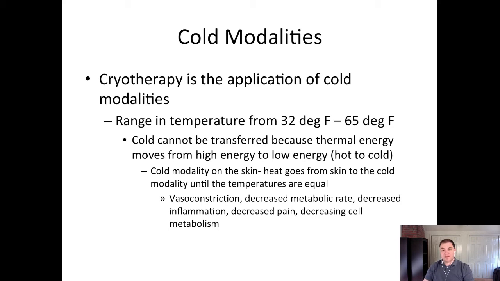So we place a cold modality on the skin. Heat goes from the skin to the cold modality until the temperatures are equal. Once they equal out, we have something else that occurs. Vasoconstriction. So if I take a blood vessel, vasoconstriction occurs, right? The blood vessel gets smaller. Body's natural reaction. Again, autonomic response. We cannot control that blood vessel from getting smaller or constricted. I can't tell my blood vessel in my arm, hey, constrict right now. Decreased metabolic rate, which we know. It can help decrease inflammation, definitely decrease pain, and decreases cell metabolism.